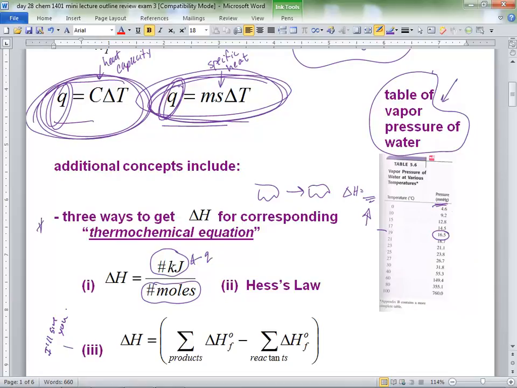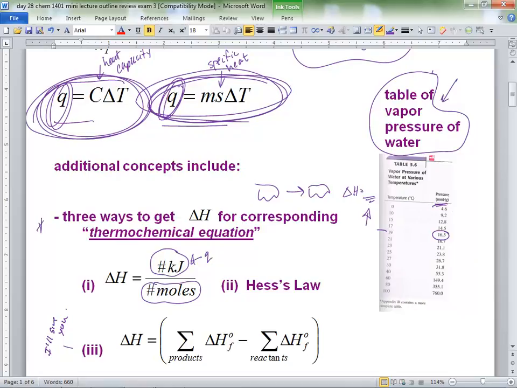All right, and it's just going to be the equation. I don't know if I'll even give you the equation. We'll get to number 3. Let's talk about number 2 first. Okay, there's another way to get the enthalpy for a chemical equation, for a thermochemical equation.